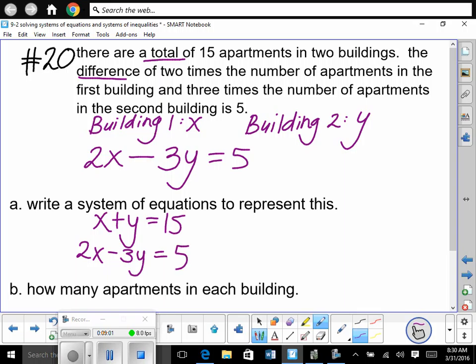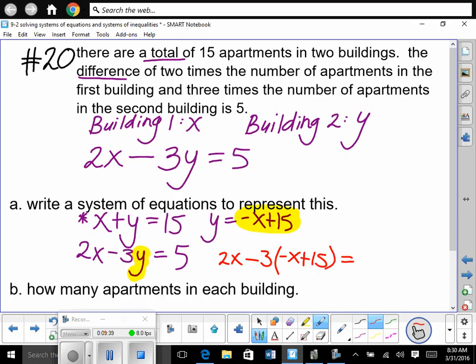Now we have a system of equations we can solve however we want. So I'm just going to get y alone, so I'll subtract x from both sides on the top equation. So I have y is equal to negative x plus 15. Now I'm going to solve by substitution. I'm going to substitute in that for y into the other equation. So there's different ways of solving, obviously. So I'm going to choose substitution. So I have 2x minus 3 times y, which we're substituting in, negative x plus 15, is equal to 5. And now we'll solve it.